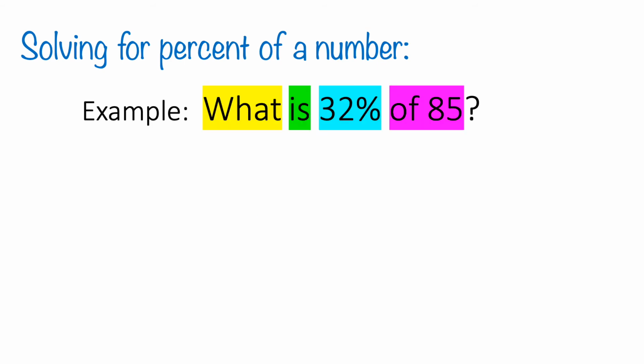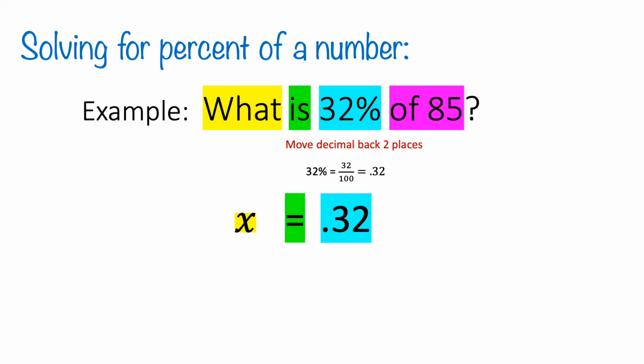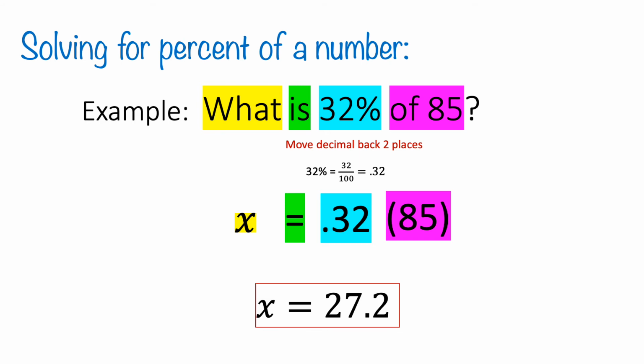So let's replace the word what with x. Is with equal. 32% as a decimal is 0.32 because it's 32 100ths, or 0.32. Of 85 means times 85. Next, we put those numbers in our calculator, and we get x equals 27.2.